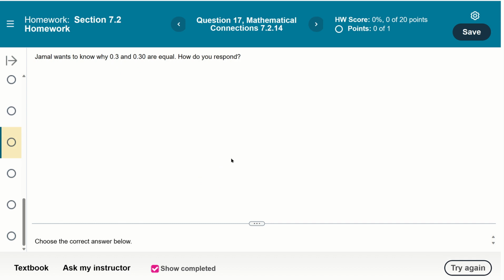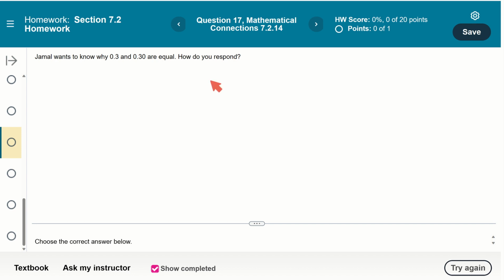All right, let's look at one more problem before we call it the day. Jamal wants to know why 0.3 and 0.30 are equal. How would you explain that to Jamal? Well, one way is to, of course, explain to him that trailing zeros do not count, right? But what if that didn't do it for him? He wanted more explanation.